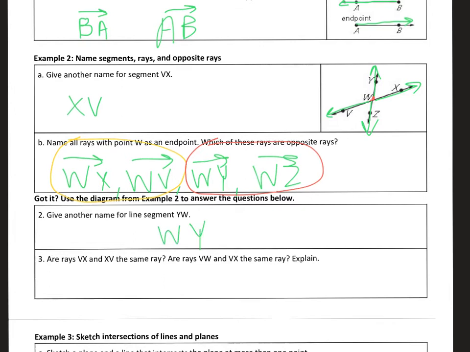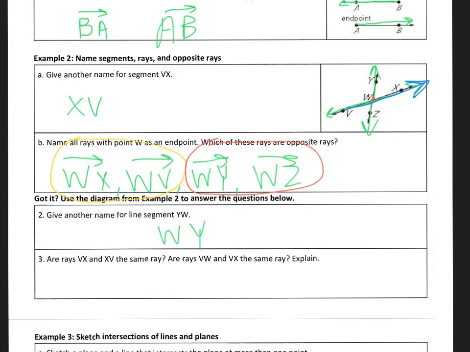Same endpoints, different orientation, the way I write them. But we got to use those endpoints. All right, part B says are rays VX and XV the same ray? And let's think about it. VX would be, I'll use a different color, VX would be this ray right here in blue, okay?